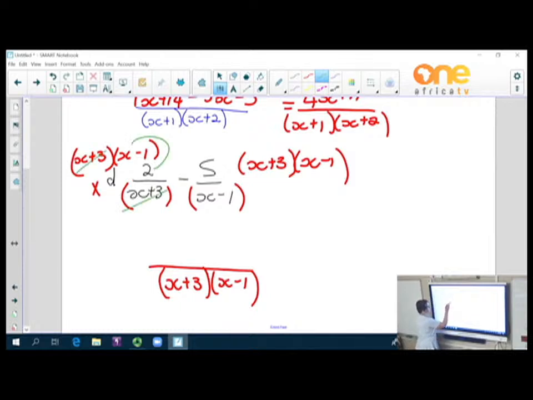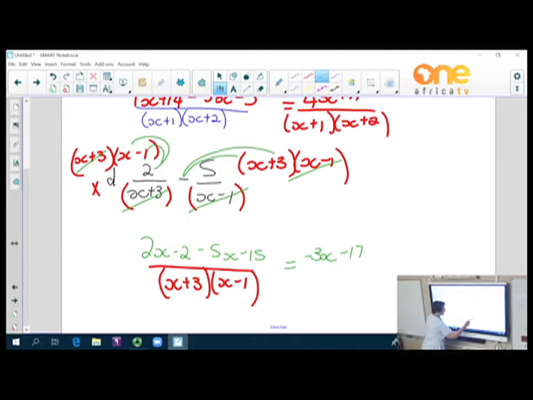The 2 must be multiplied with each one there, 2x minus 2. Here we cancel, there. Again, it's a negative. The negative must be multiplied with each one there, which makes it minus 5x minus 15. Now, if you add your like terms, you have negative 3x minus 17 over x plus 3, x minus 1.